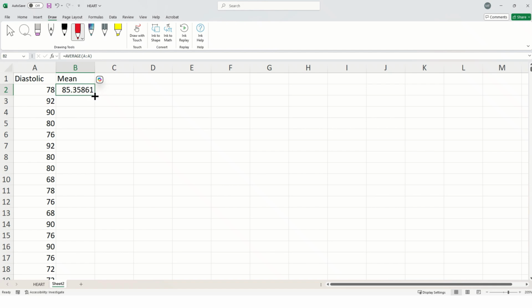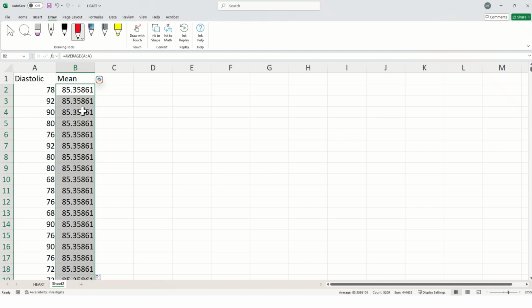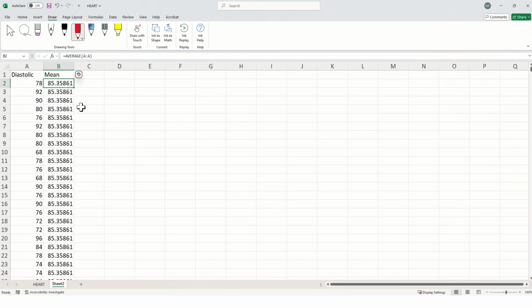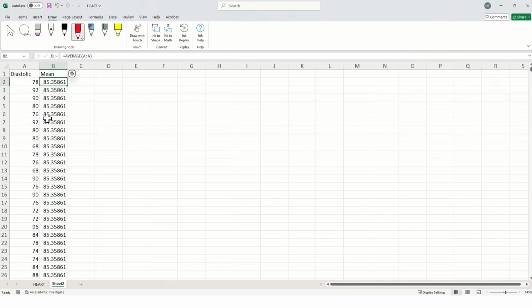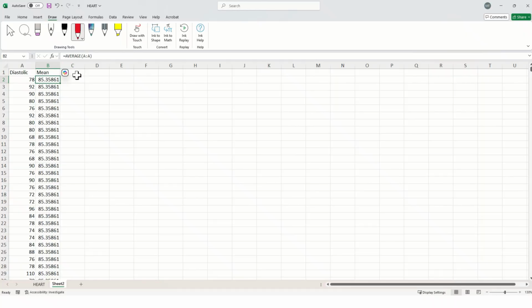Now next, move your cursor to the bottom right of the cell B2, this small square, until it changes into a plus button. This is known as the fill handle. Let's double click on the fill handle. This will in fact enter the formula in all the cells below that particular cell. Okay, now we have the average of column A filled in all the cells in column B.